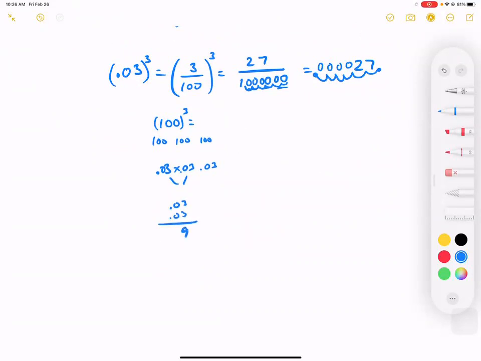9 with 4 spaces: 1, 2, 3, 4. And then we would do 0.0009 times 0.03. That'd be 27 with 1, 2, 3, 4, 5, 6, 7 spaces. Now you tell me which way is faster. These are both exactly the same answer in the end. But I find this might be slightly faster. Maybe, ish.